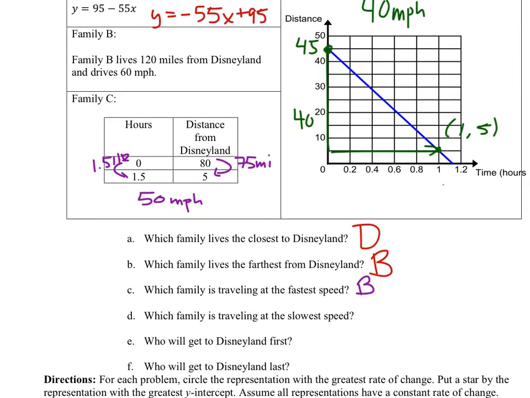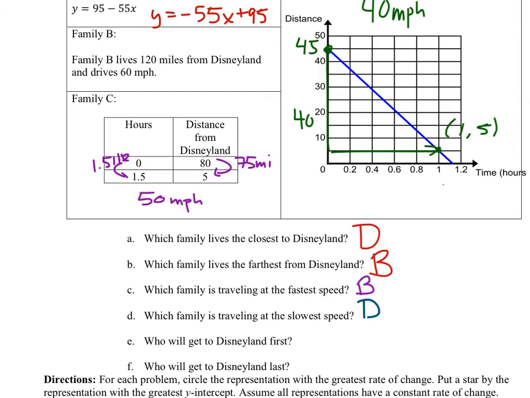Which family is traveling the slowest? D, right? Yeah, right. 40 miles per hour is the slowest. Who will get to Disneyland the fastest? Now we have to do that. Yeah, now we've got to look at the map, right? Well, in terms of distance, let's look.